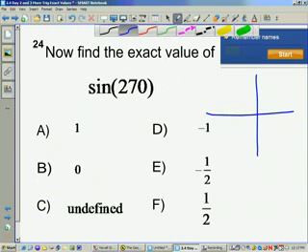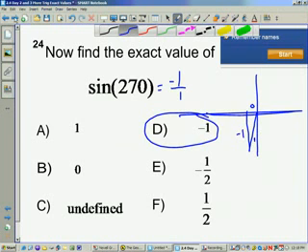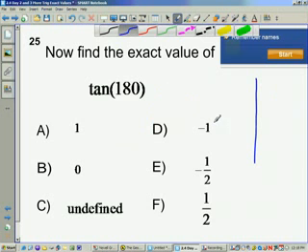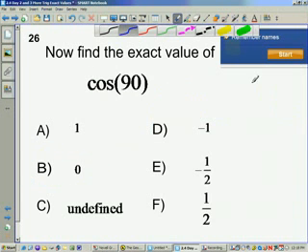Sine of 270, if I draw my reference triangle down below, it would look like this. So my adjacent side will go to 0, my opposite side go to -1, my hypotenuse to 1. So this would be -1 over 1, which is -1. Tangent of 180, over here, again, the small triangle. This opposite side will get closer to 0. The adjacent side will get closer and closer to -1. 0 over -1 is 0.